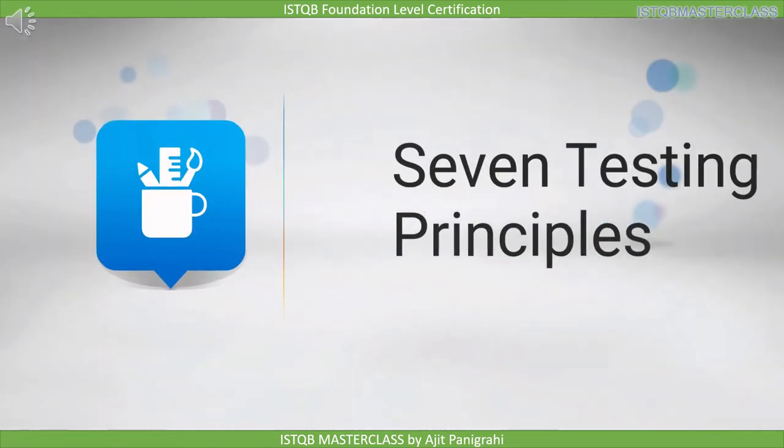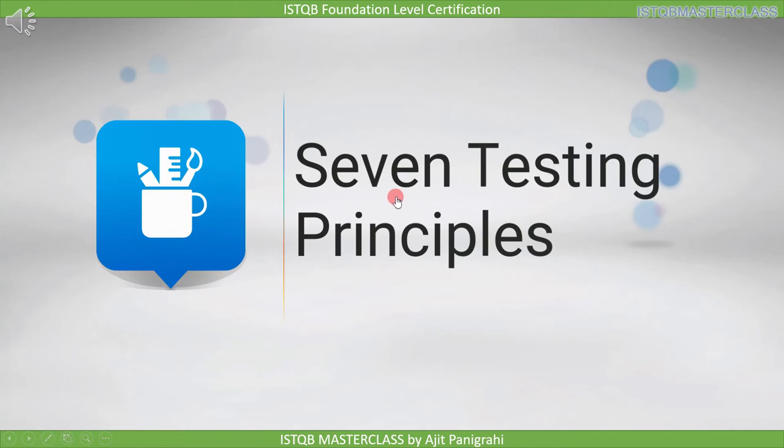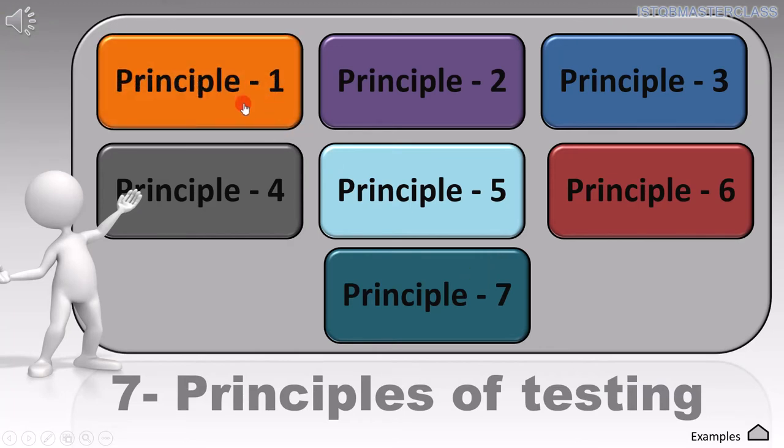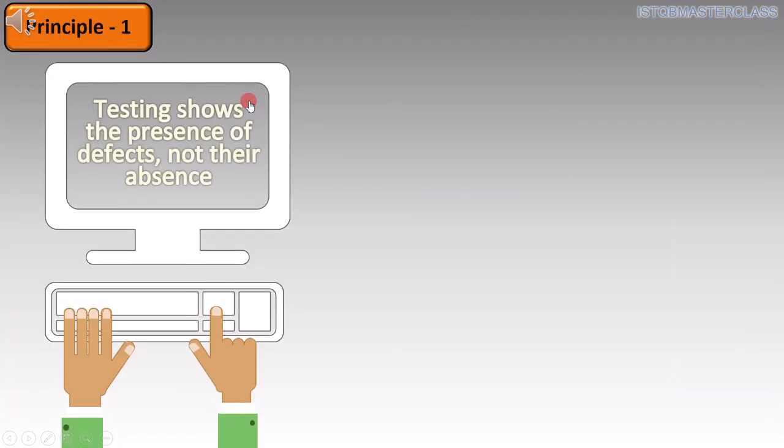In this lecture, we will address a very important point, that is, seven testing principles. Let's see the first principle. The first principle says that testing shows the presence of defects, not their absence.